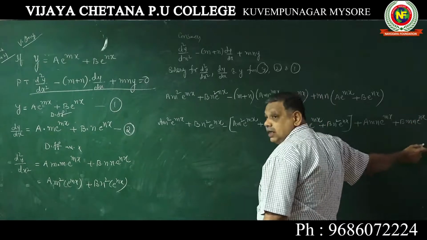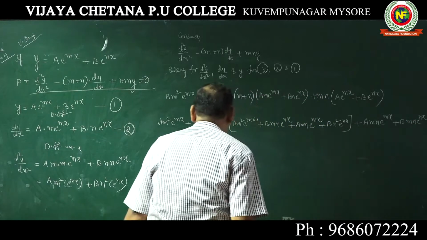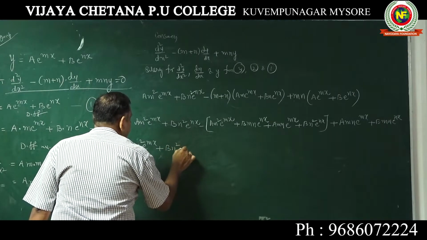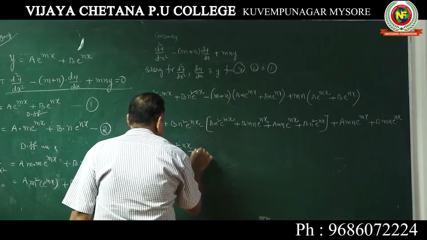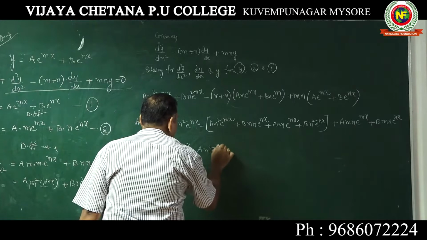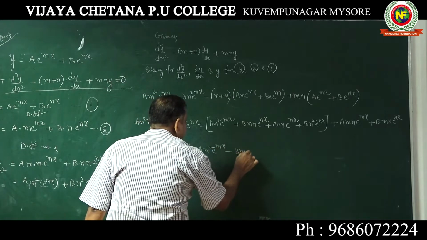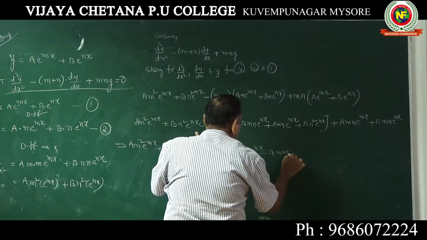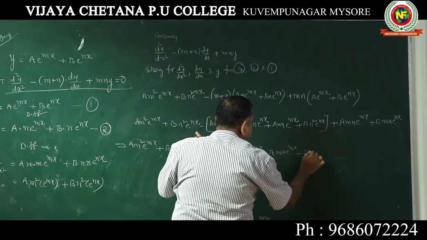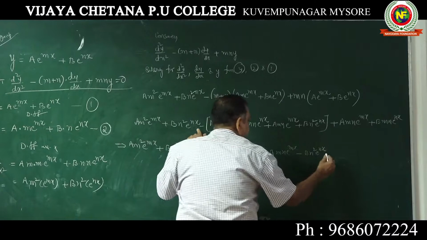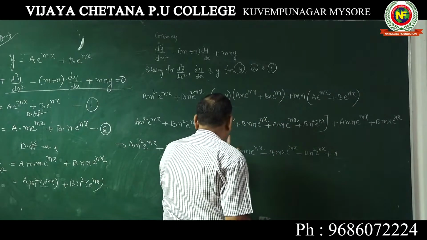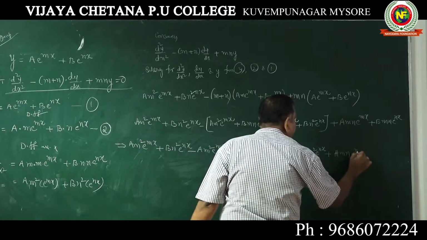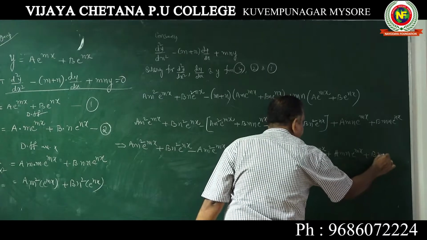Now simplify further. It is b n square e to the power of nx. Now after multiplying the minus: minus a m square e to the power of mx, minus b mn e to the power of nx, minus a mn e to the power of mx, then minus b n square e to the power of nx, and with all the minus multiplied, plus a mn e to the power of mx plus b mn e to the power of nx.